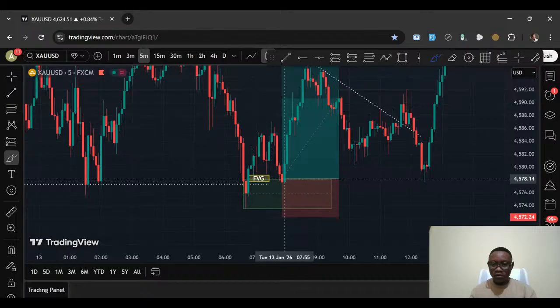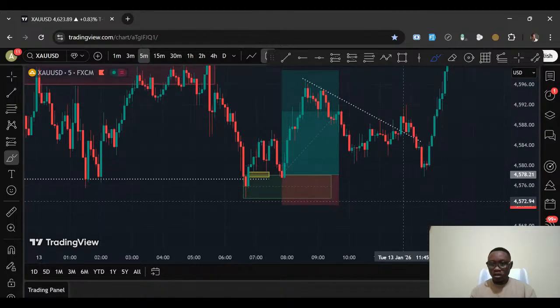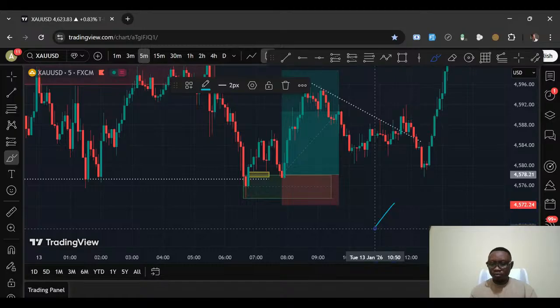So I waited here for price to mitigate the order block zone. Then on the formation of this bullish candle, right, I took my entry. So I was able to set a buy stop order on this trade, and of course my trade was executed the moment price went upward. So that is that on this basically.